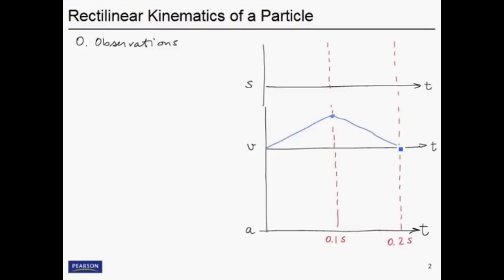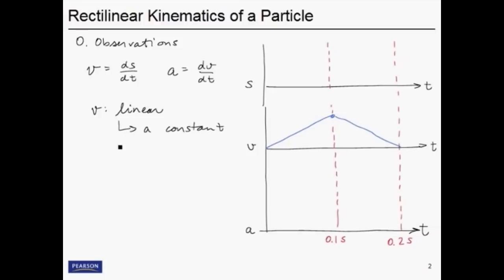Now the question is, how can we go about figuring out what we think S and A are going to look like? In order to do that, we can just write some basic equations that we know to be true. For example, we know V is going to be ds dt, and we know A is going to be dv dt. So if V is linear, that implies that A is going to be constant.